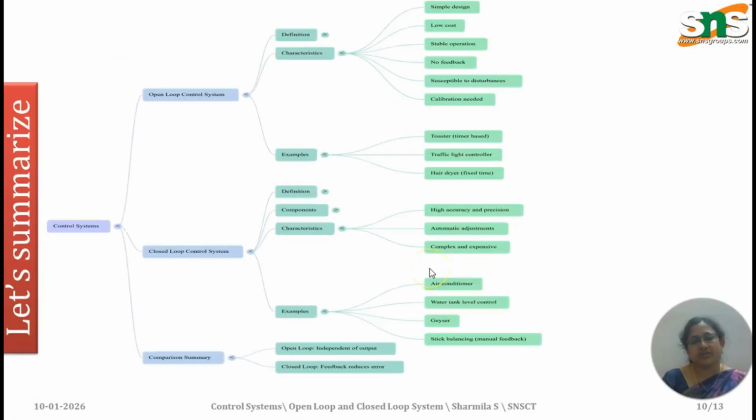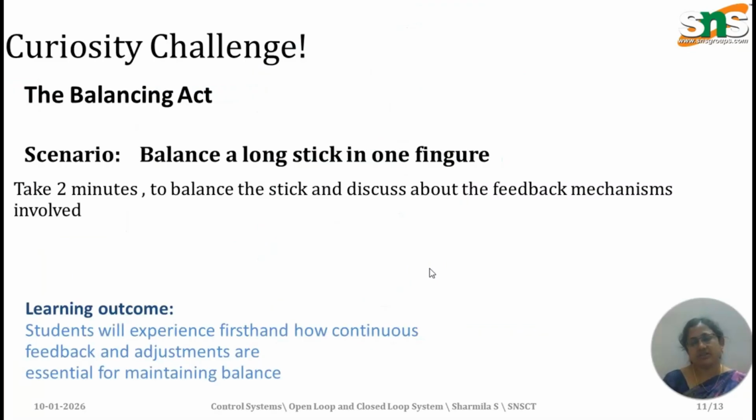Let's move on to the summary of this session. In this session we discussed the open loop control system and the closed loop control system based on some examples. Now let's move on to the curiosity challenge.